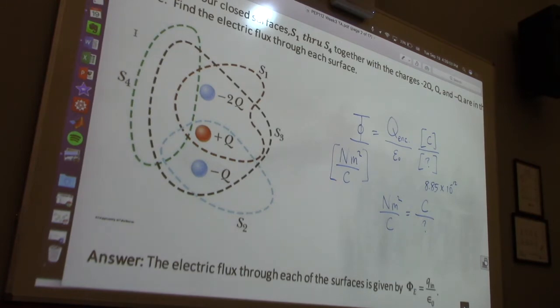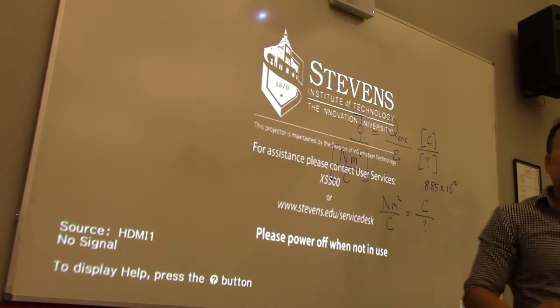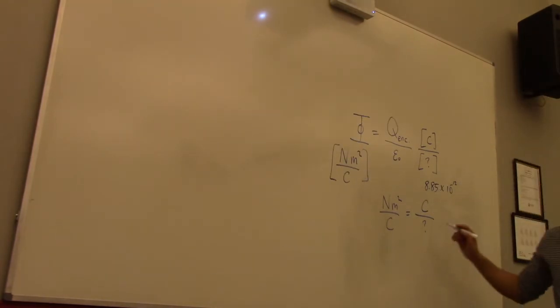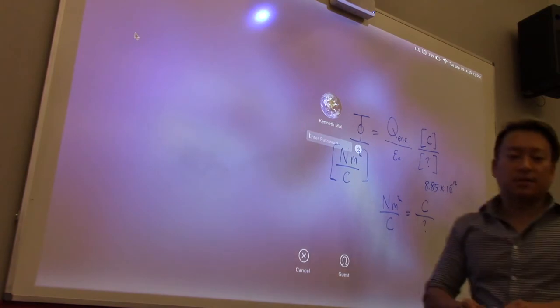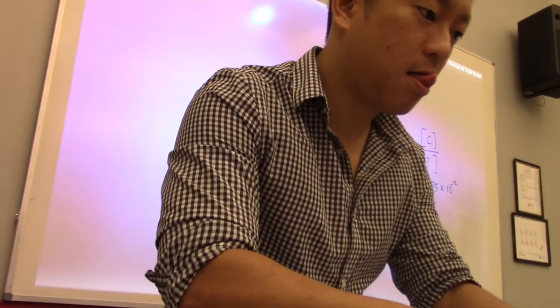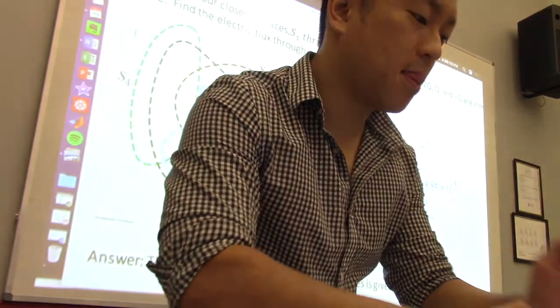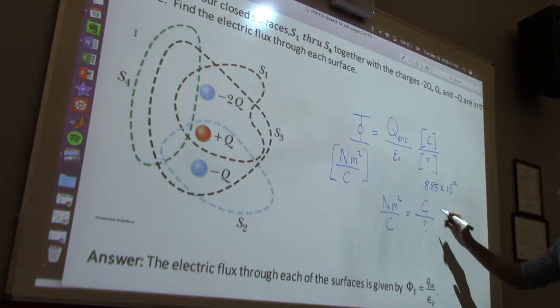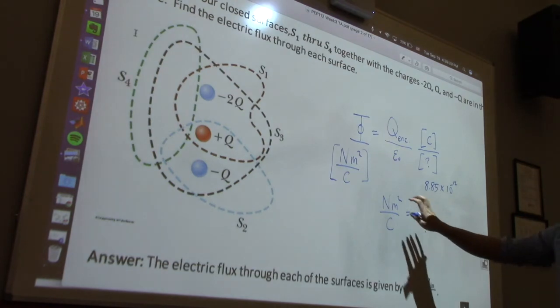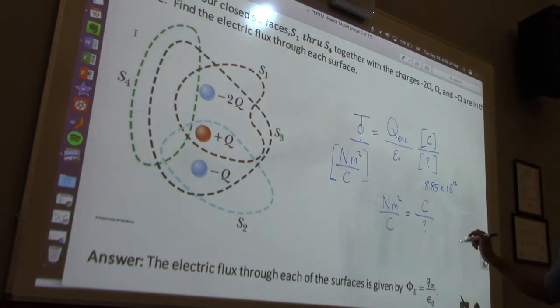This is called dimensional analysis. So I just don't happen to know the units of epsilon naught. Okay. So what do we do? Well, I have to multiply this over here, divide this under. So let's see. Question mark equals coulomb squared per Newton meters squared. See that? That's the units of epsilon. See, as simple as that.